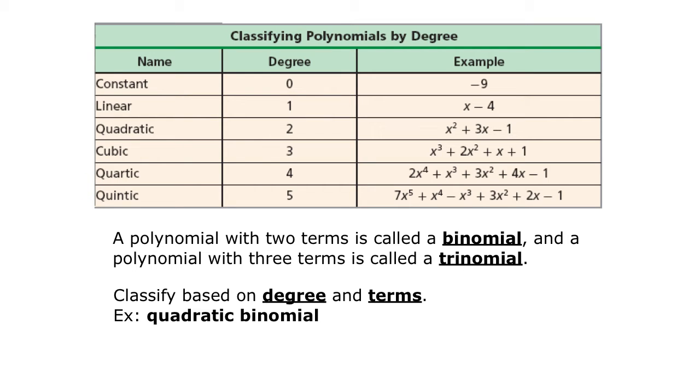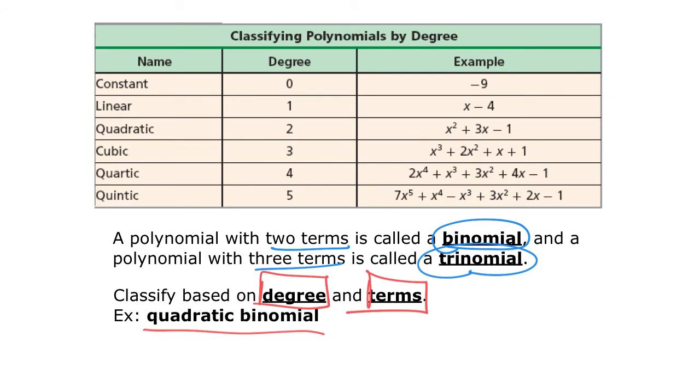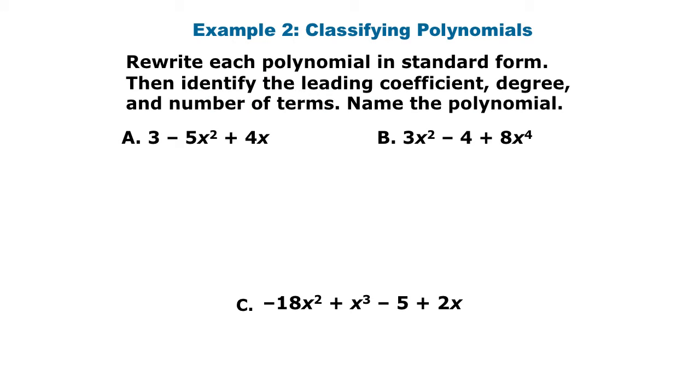Then we can also name them based on the number of terms. A polynomial with 2 terms will be called a binomial, bi meaning 2, and a polynomial with 3 terms is called a trinomial. So we classify them based on their degree and the number of terms. So for example, we could call something a quadratic binomial. First thing we're going to do with these 3 examples is rewrite them in standard form. So go ahead and do that for each of those and start again when you're ready.